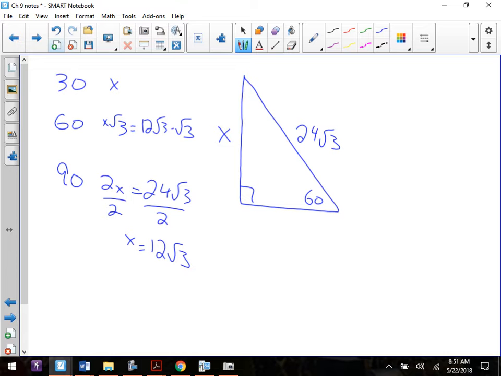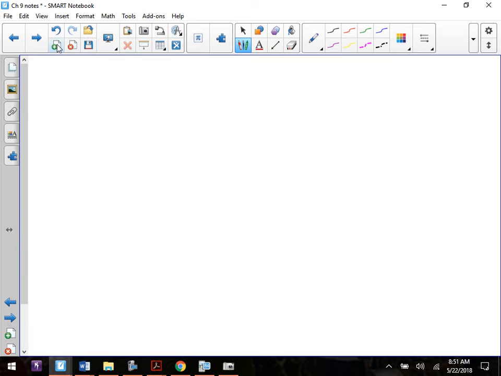Number 9 is different than number 6, even though they have 45s and 10s. And number 9, you know, across from the 45 is 10, which means across from the other 45 is 10, which means across from the 90 would be 10 root 2. Real quick.